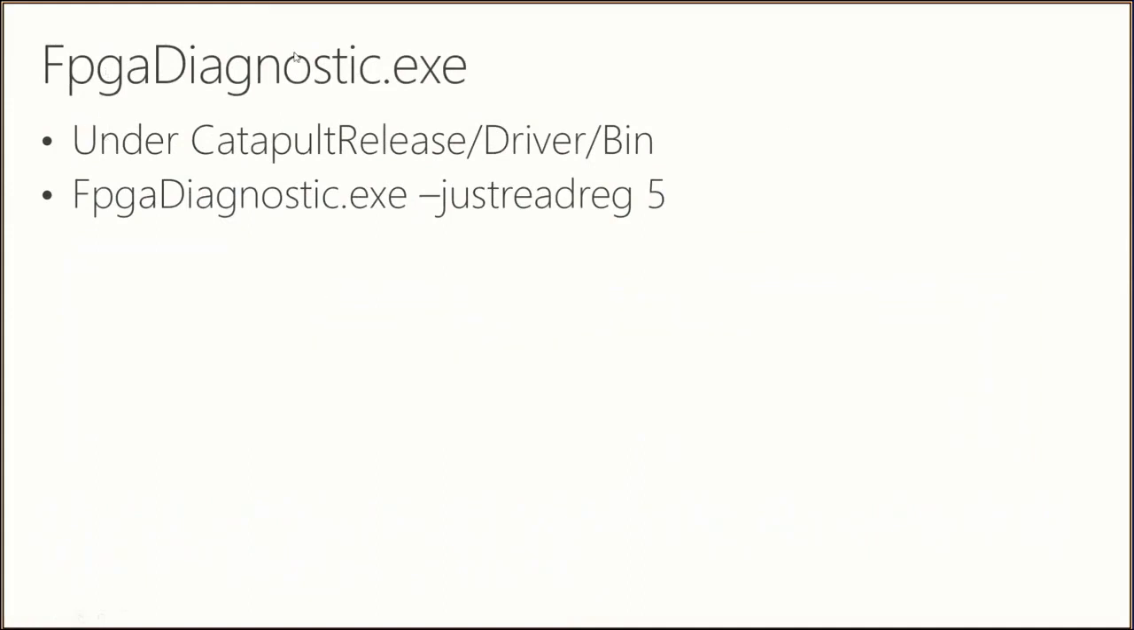There's another tool called FPGA diagnostic.exe. It is under Catapult release driver bin. Using this tool, you can directly read some shell registers or soft registers by typing dash just read. Similarly, you can write the register using this tool. It's very convenient, and sometimes if you are running the serialize 3, you will config some register before your program, and you probably can use this tool to config it or to check it for running.